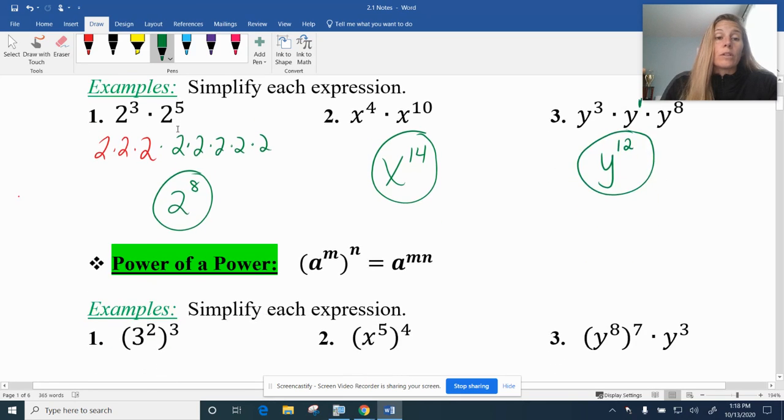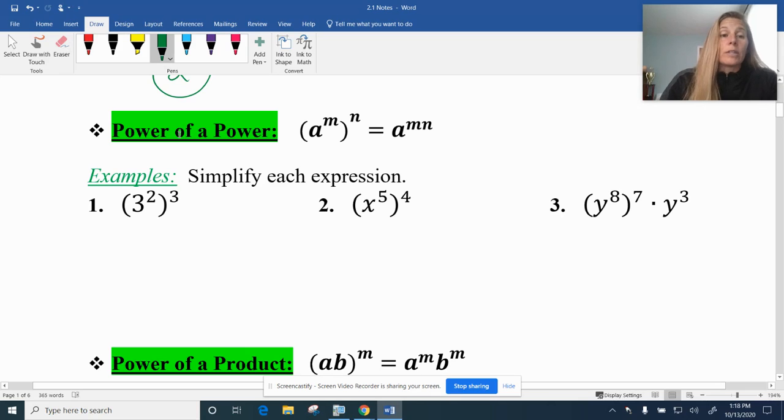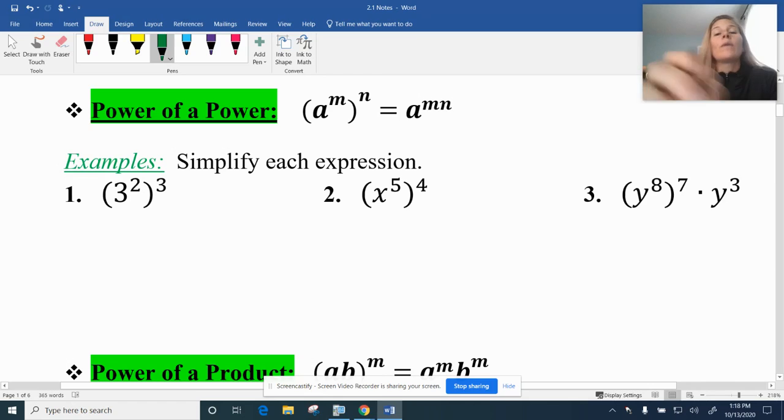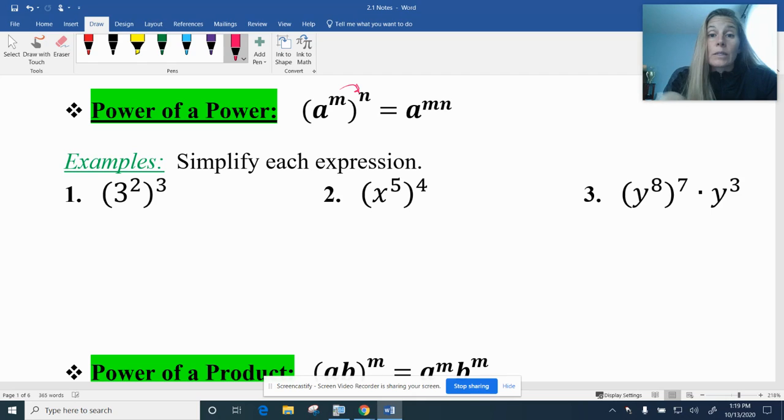Okay, so moving on to the next property, which is power of a power. So this is when you have an exponent term, and then outside the parentheses, you have another power. So you're raising this entire exponent term to that power on the outside there. So what you're going to do in that case is you're going to multiply those two exponents.